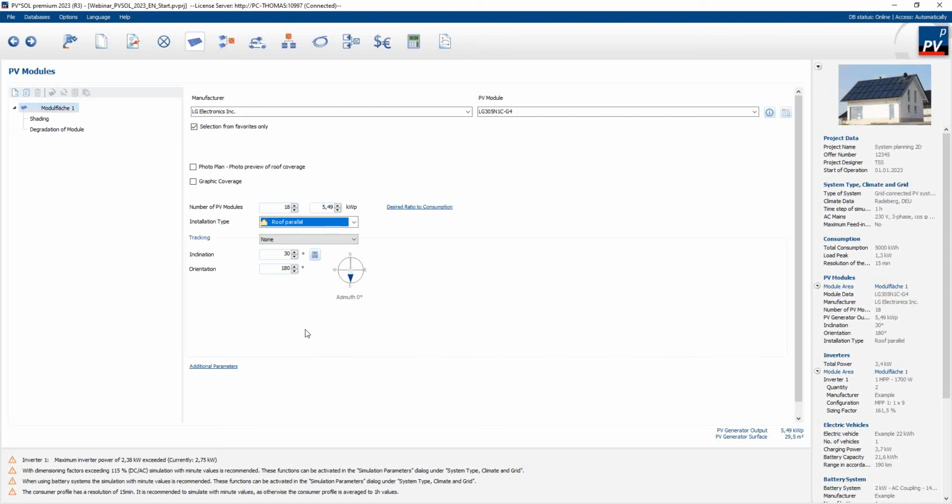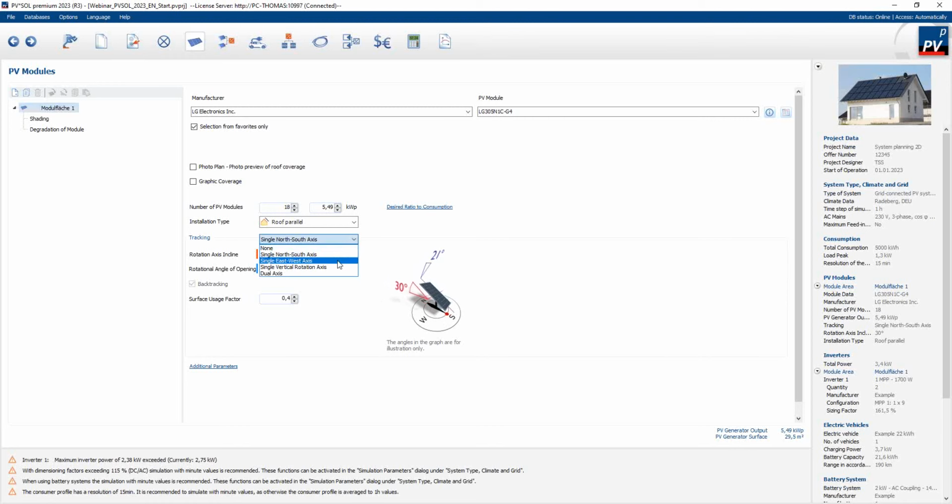Here within the 2D planning, it's also possible to use tracker systems. We have 4 types available. A single north-south axis. This means the rotating axis is orientated in the north-south direction, and the module rotates to the east and to the west. And you have to enter a rotating axis incline as well as a rotating angle of opening, 80 degrees to the east and 80 to the west in this case.